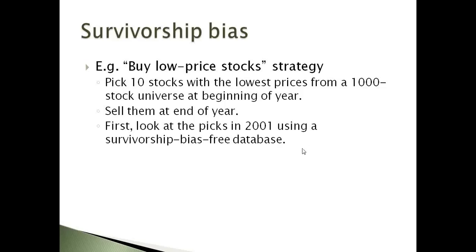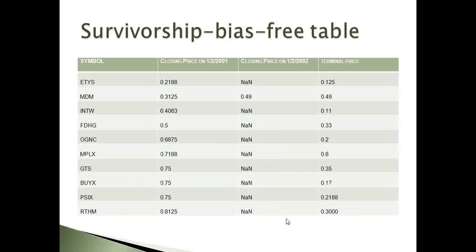And, well, let's see what we would pick in 2001 if we have a survivorship-bias-free database. That is, if we have a good database that contains all the delisted stocks. So you would find Enron in this database, you would find WorldCom, you would find Nortel. Here are the 10 stocks that the strategy would have picked. You would notice that the closing prices in the beginning of 2001 are all very low. These are penny stocks, and since we are selecting these stocks based on how cheap they are in terms of their share price, no surprise that they are penny stocks.